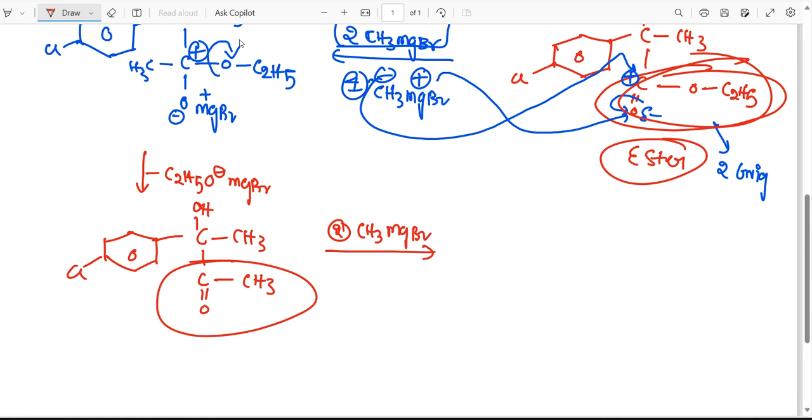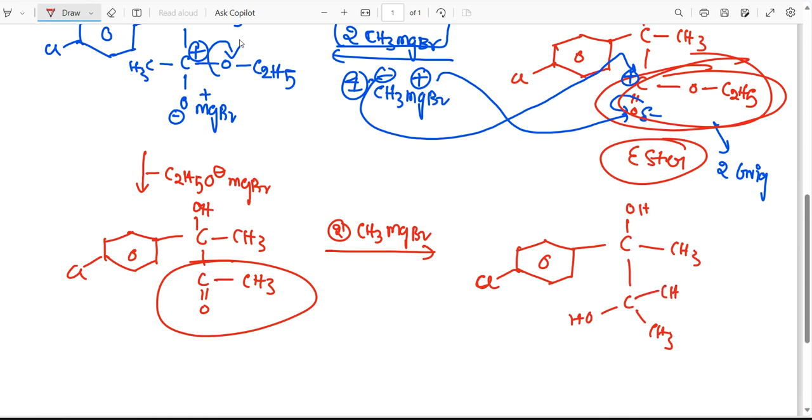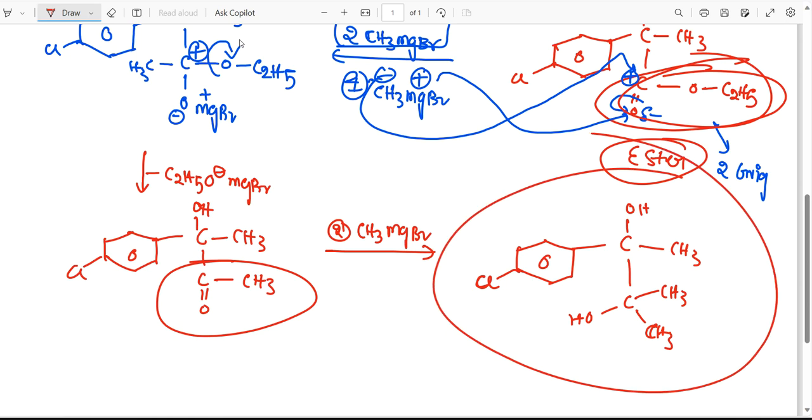So we previously know that when ketone is reacted with the Grignard reagent, it forms the alcohols. We can directly draw the alcohol here. C bond OH bond CH3 bond C bond OH bond CH3 and another CH3 from this Grignard reagent, and the CH3 from this Grignard reagent. This is the final product of the given question.